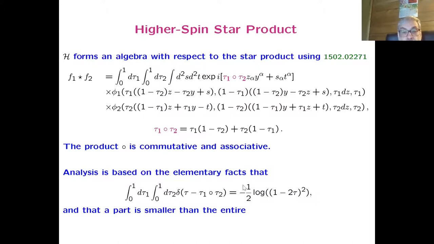Well, there is a remarkable formula that explains how the star product of these functions is organized. The only important part is this red part, that the exponential containing z alpha y alpha contains a factor t1 circle t2, and this product is commutative and associative, which is an elementary fact, a little bit surprising at first sight. Well, the whole story about controlling locality is based on an elementary integral that one can compute easily, showing the behavior when this product appears and when one replaces it by a new parameter tau. Actually there is this log factor that brings in new zeros at tau equal zero and tau equal one. That controls the space of functions.